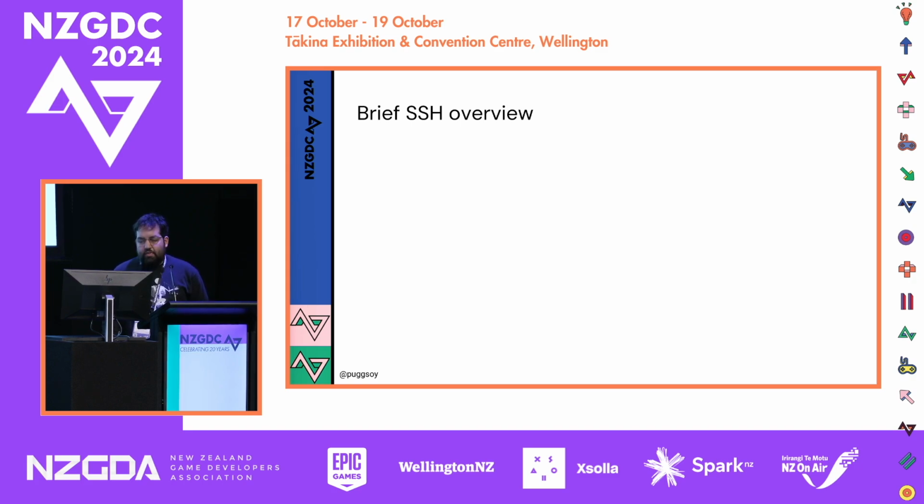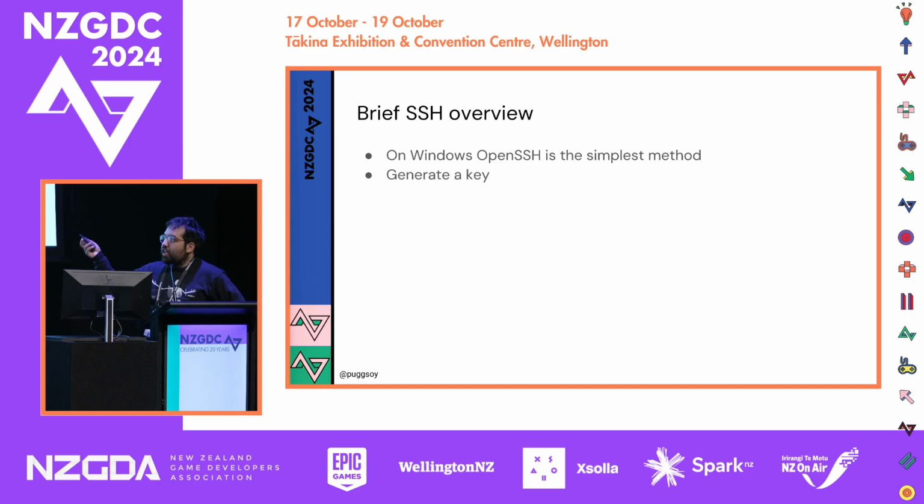So if you've never used SSH before, if you're on a Windows machine, Windows OpenSSH is the simplest method. It might already be installed, even on your computer. I think it is by default. Generate a key.